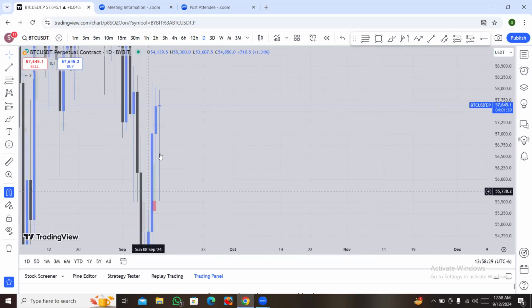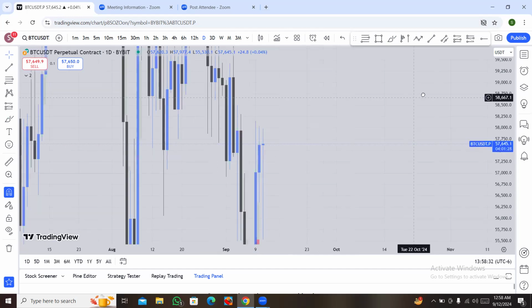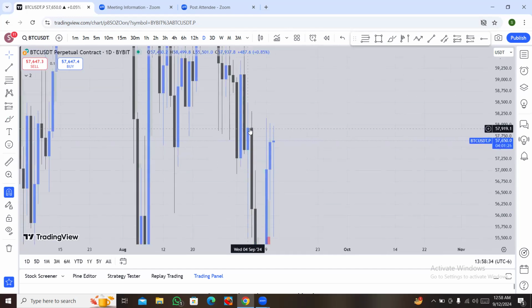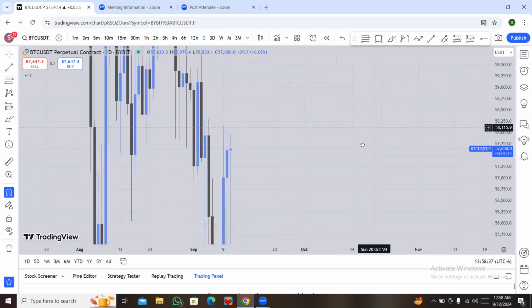Okay, I have to keep an eye on Bitcoin as well. It is coming to this. It already tapped here, but this is the resistance.